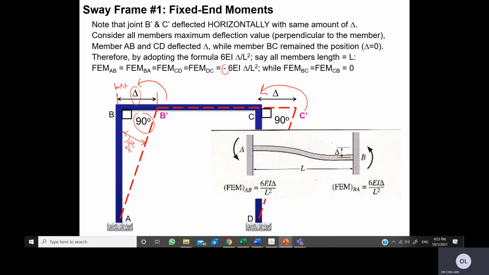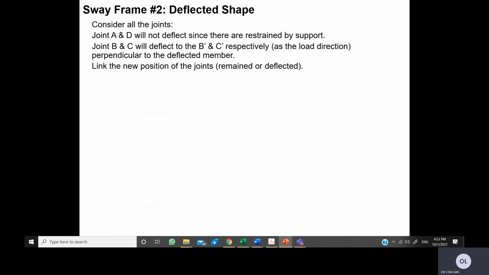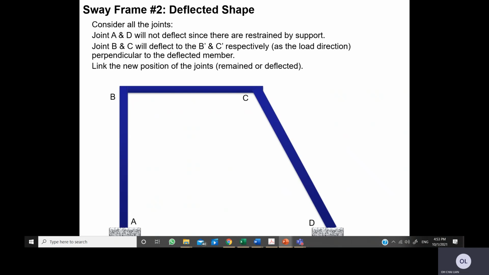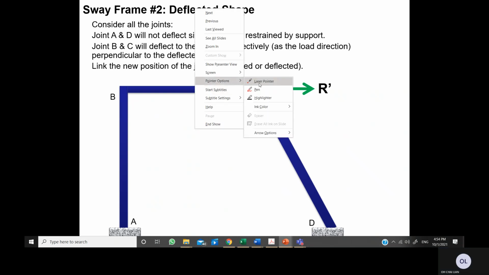And for fixed moments BC and CB, it must be equal to 0 because there is no delta involved for that member. So now let us have a look at the other case of the frame. Again, there is a horizontal force, R prime, and it will cause this frame to sway. So let's have a look.